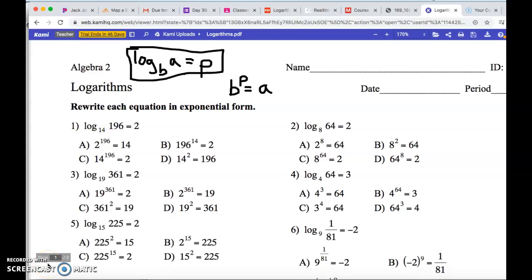Hi ladies and gents, in this video we're going to go over the basics of logarithms, basically converting back and forth between exponential form and logarithmic form, and evaluating logs. Take a look at a couple of examples here, and this is the main thing.